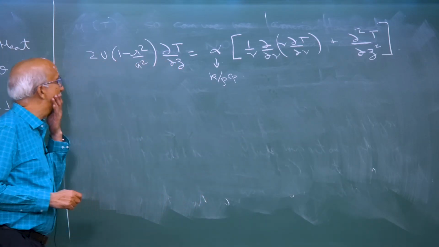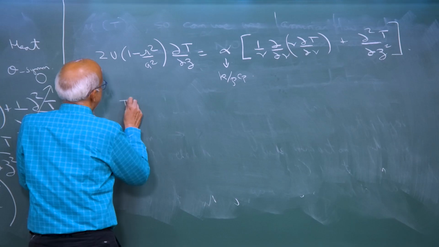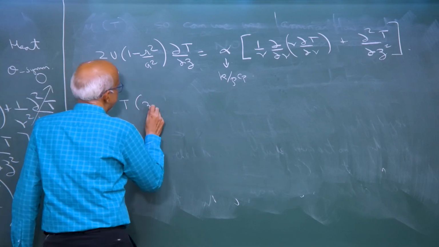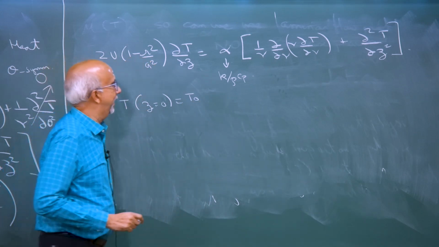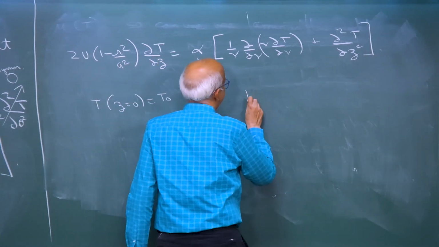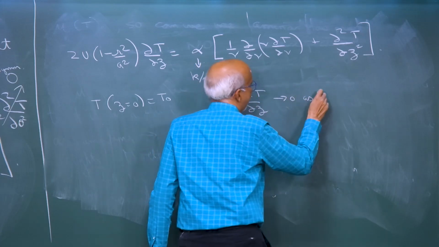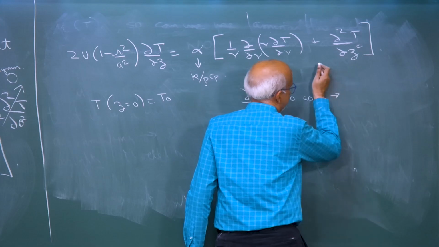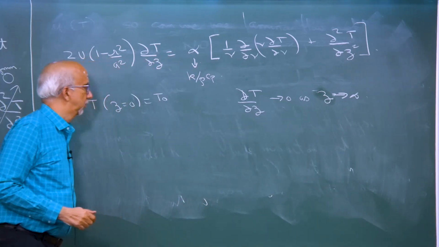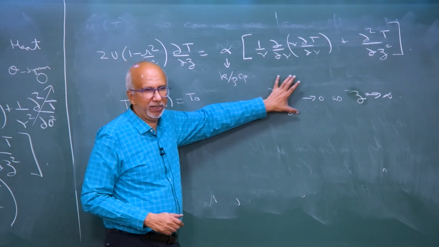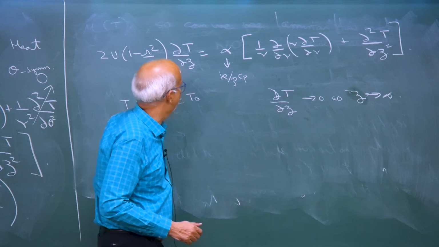Okay. So, now before I proceed, I want to specify the boundary conditions. Temperature at z equal to 0 is T naught. And because it is second order in z, I must say dT by dz tends to 0 as z tends to infinity, something like that. You will see that this boundary condition is something we are not going to worry about, so I am not spending too much time trying to explain this.